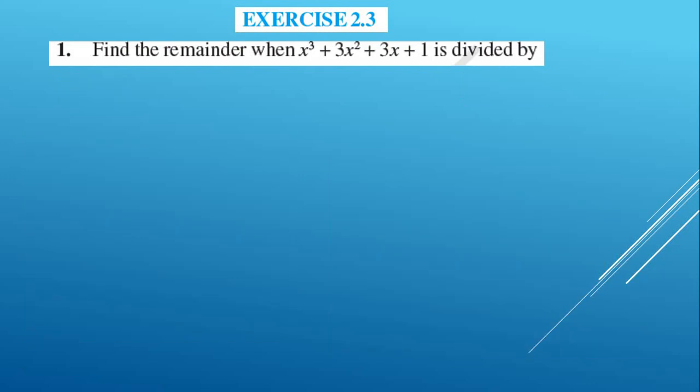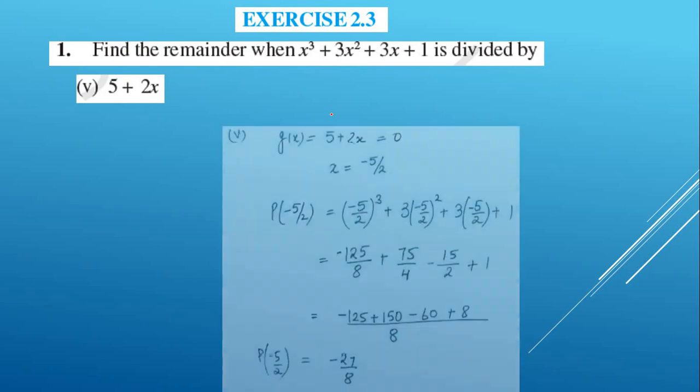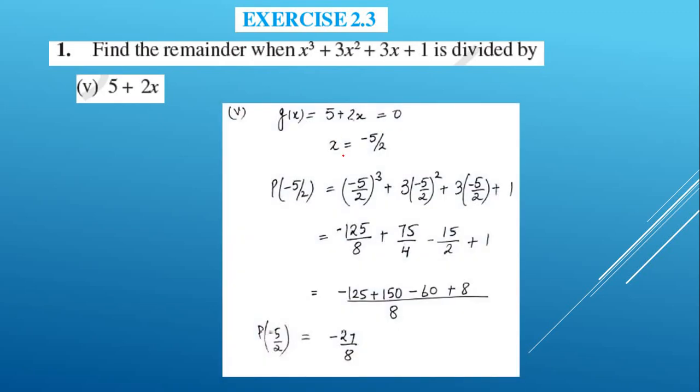So let's take more questions. The last part of first question, 5 plus 2x, we put it equal to 0. Then we will get x as minus 5 by 2. We substitute this value in the given dividend polynomial. So when we put it, you will get minus 5 by 2 whole cube plus 3 into minus 5 by 2 square plus 3 into minus 5 by 2 plus 1, right?